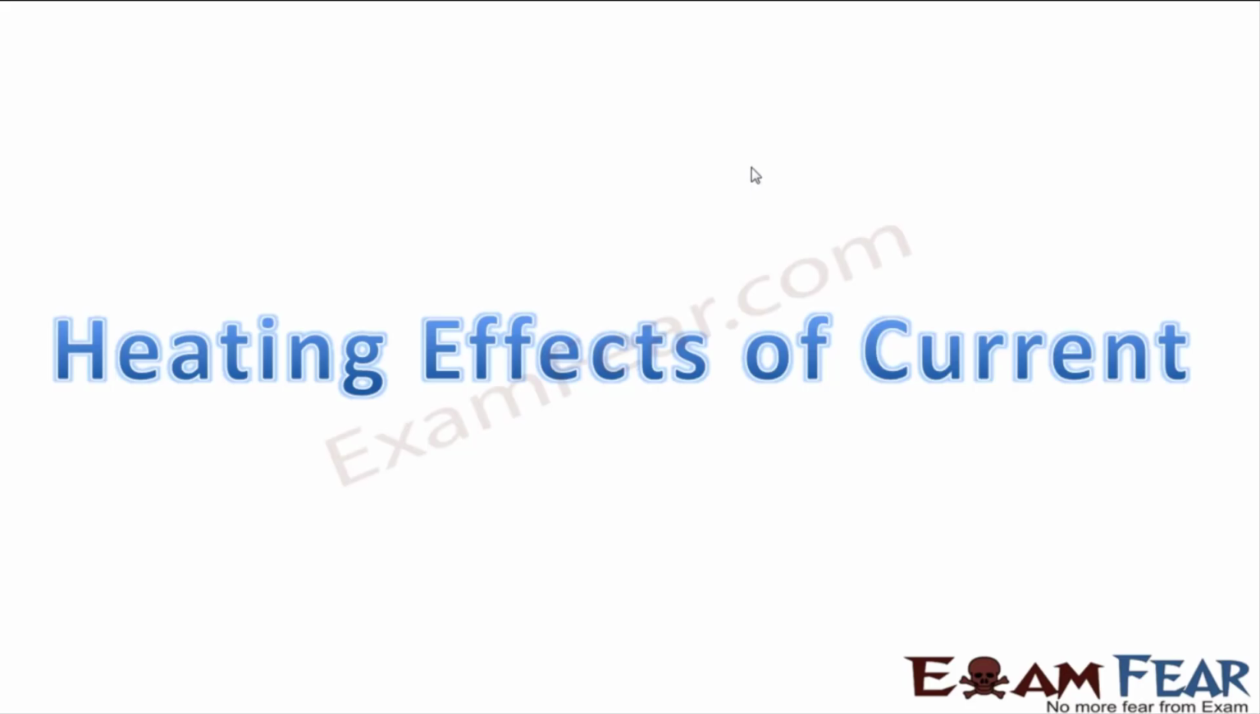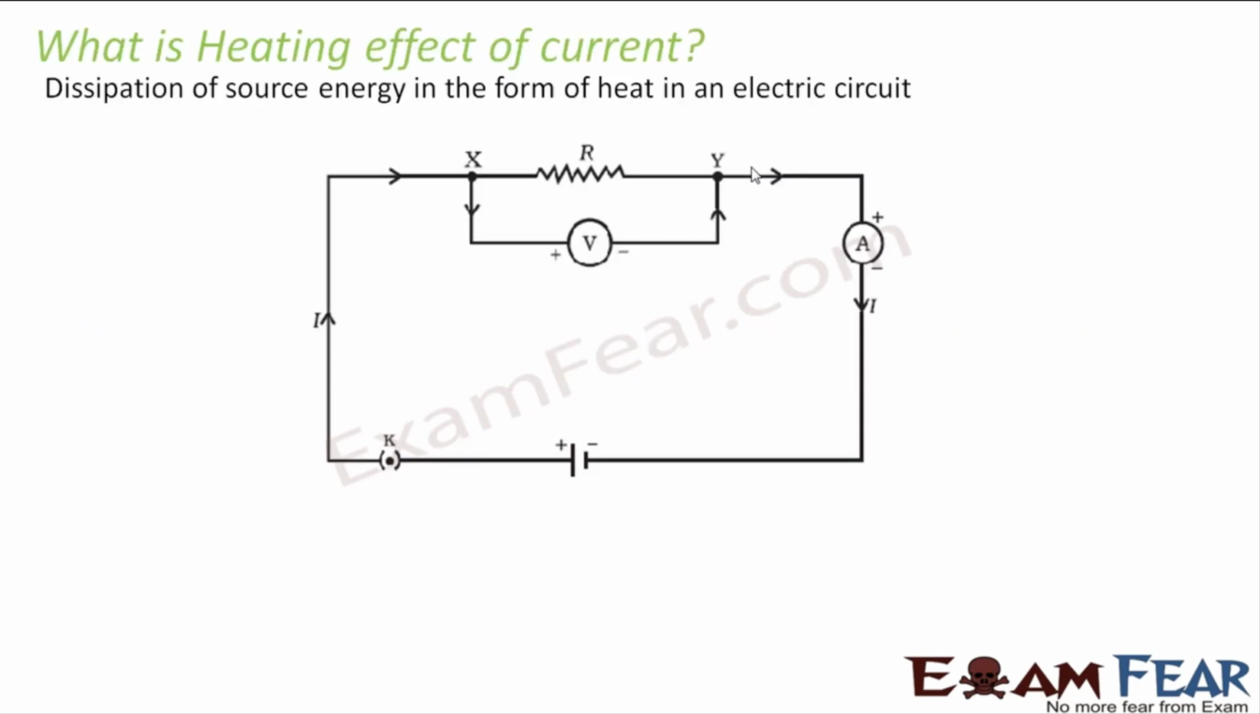We will now talk about heating effects of current. What we are going to study in this topic is that whenever electric current flows through a circuit, there is some amount of dissipation of heat which takes place. Now we will see how that heat is utilized in different kinds of electrical appliances. So what do we mean by heating effect of current? It means dissipation of source energy in the form of heat in an electric circuit.